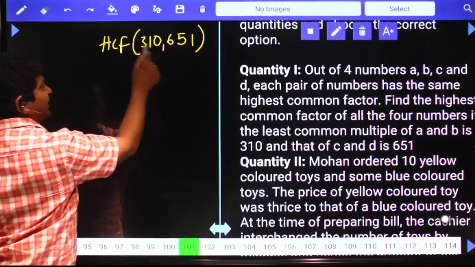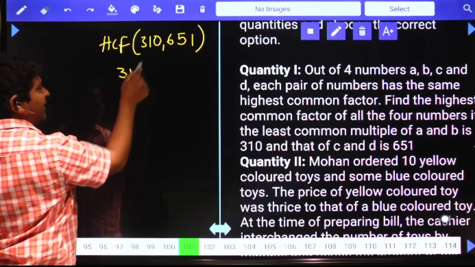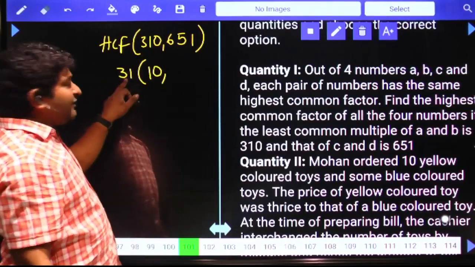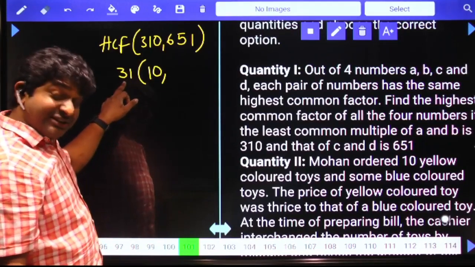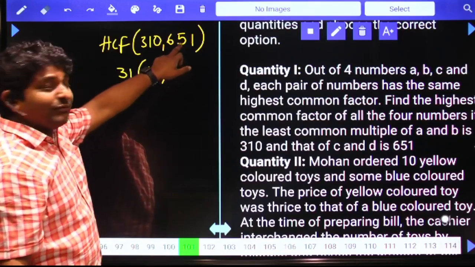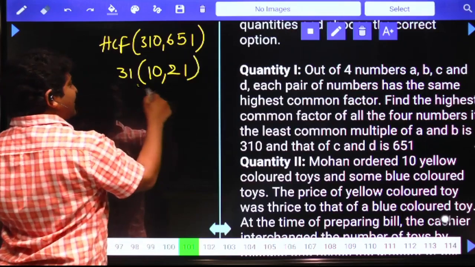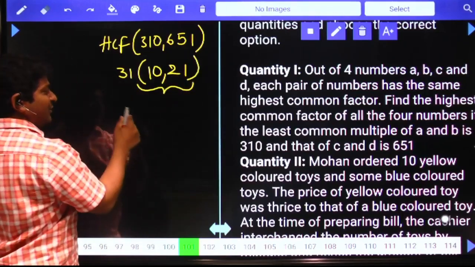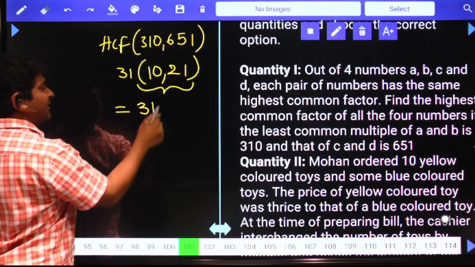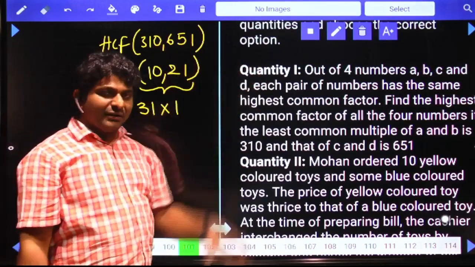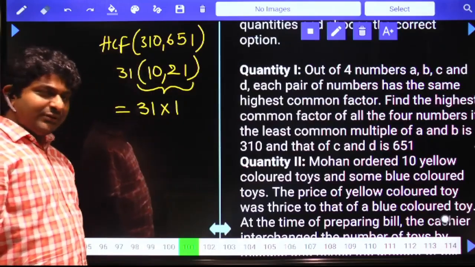Now, if I take 31 common from both the numbers, 31 10 times here, 31 20 times is 620, and apart from 620 you have 31 more, which is 1 time more, that is equal to 21. HCF of these two numbers is equal to 1. Hence, final HCF is equal to 31 into 1, which is 31. Q1 is equal to 31.